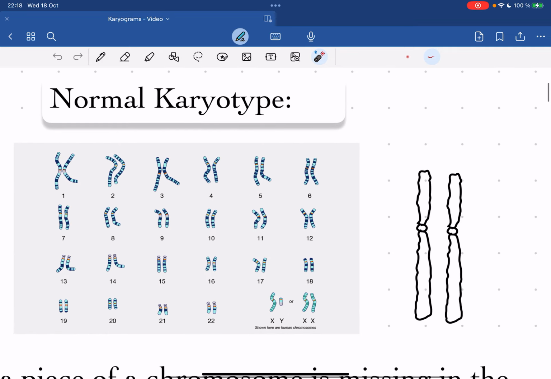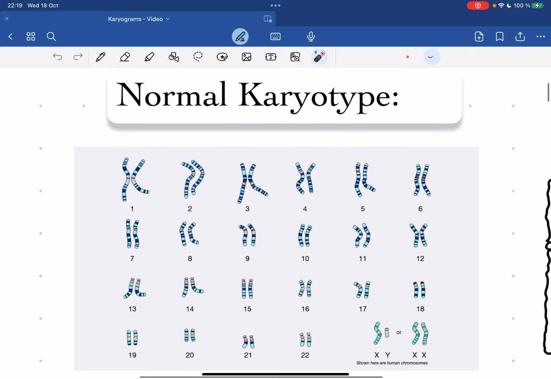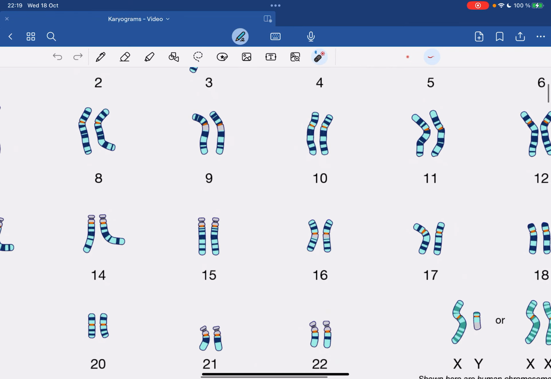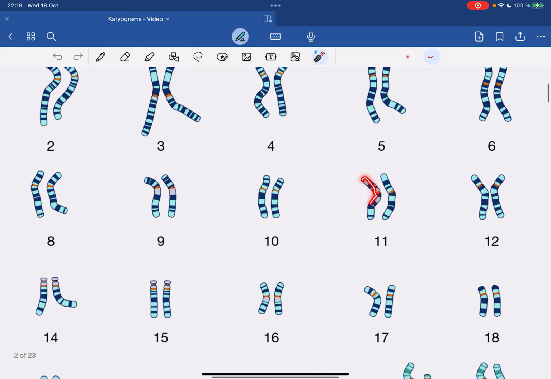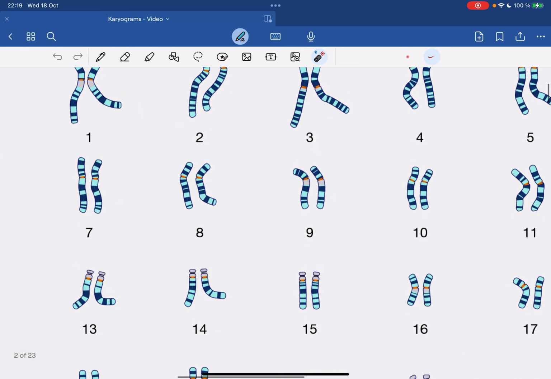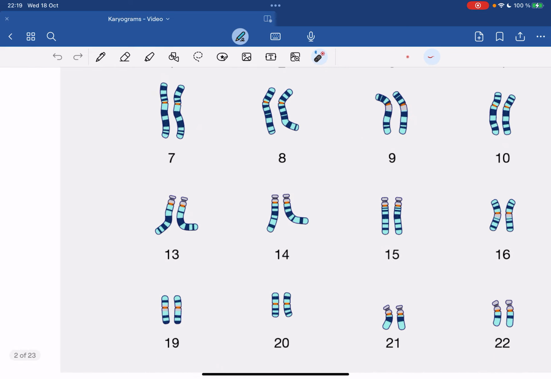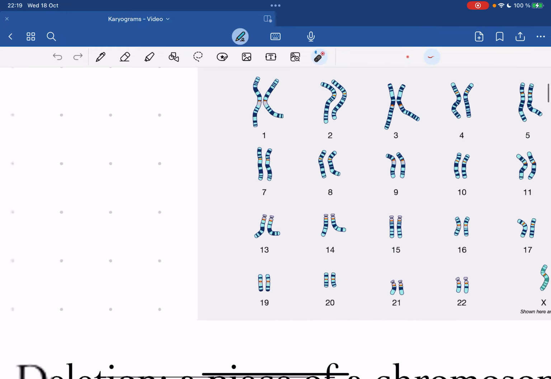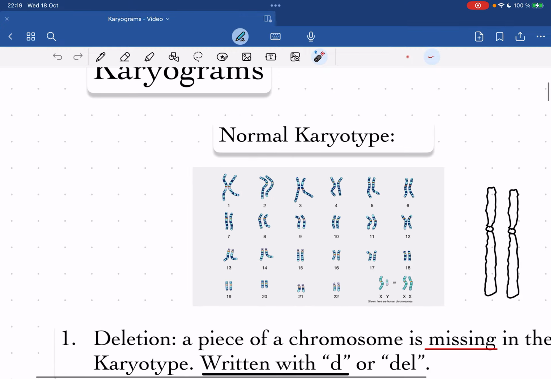Another important note is to notice that each of these pairs are equally as long. Yes, they are kind of asymmetrical. They don't really look exactly like one another. However, again, it's very, very important to note that they're all at an equal length. And that is what's going to help you distinguish normal chromosome pairs from abnormal ones.